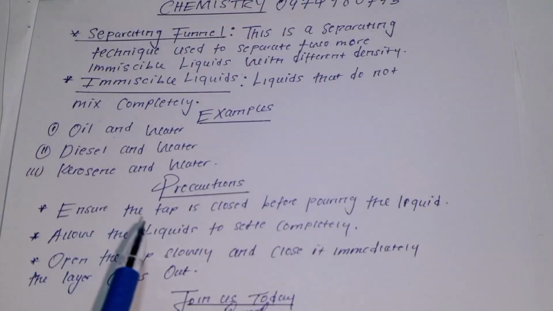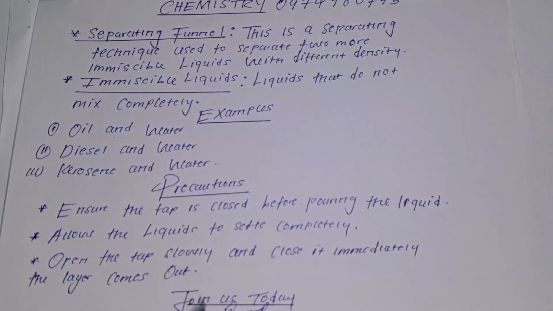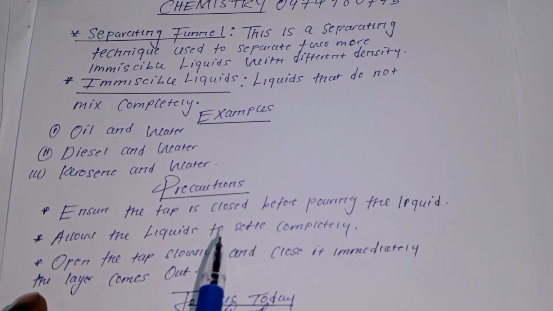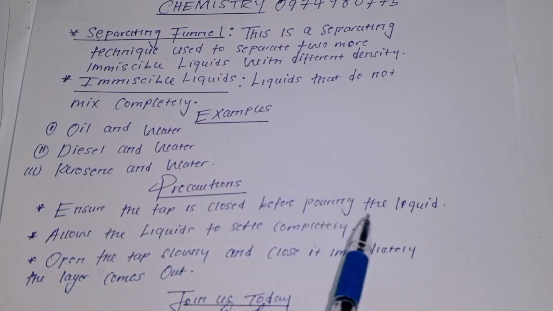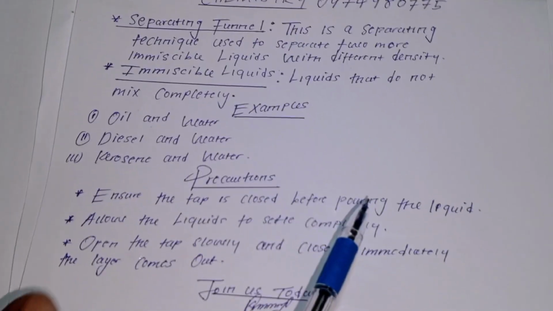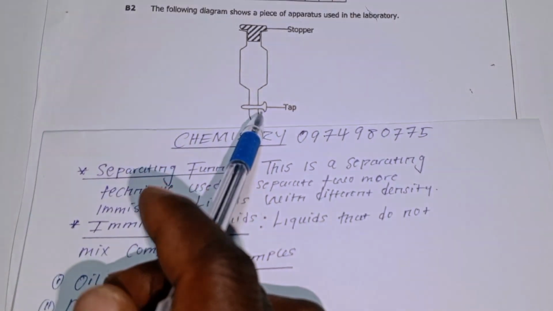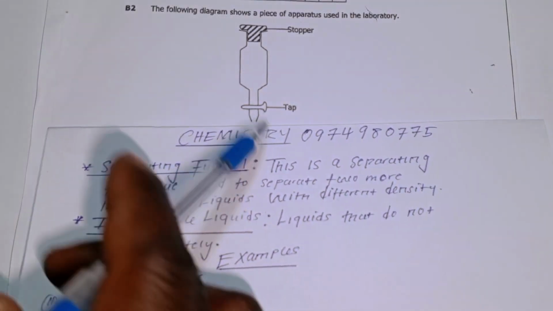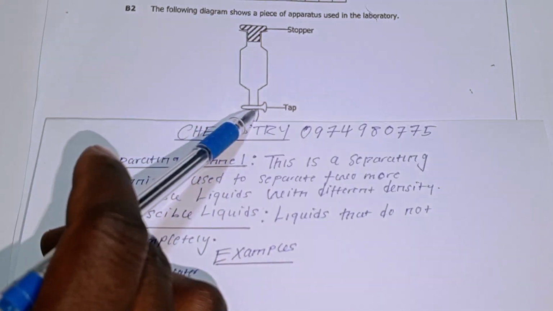Now, what are some of the precautions that you're supposed to follow as you are using the separating funnel? Number one, ensure that the tap is closed before pouring in the liquid. That's the first precaution. So you need to ensure that this tap here is closed before pouring in the liquid, or the mixture rather.